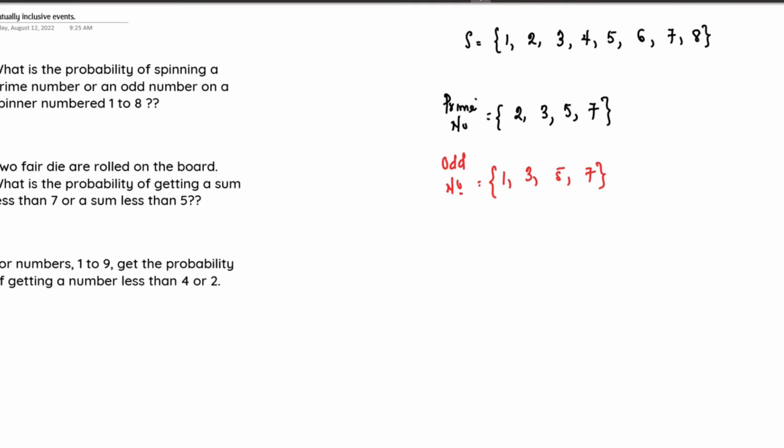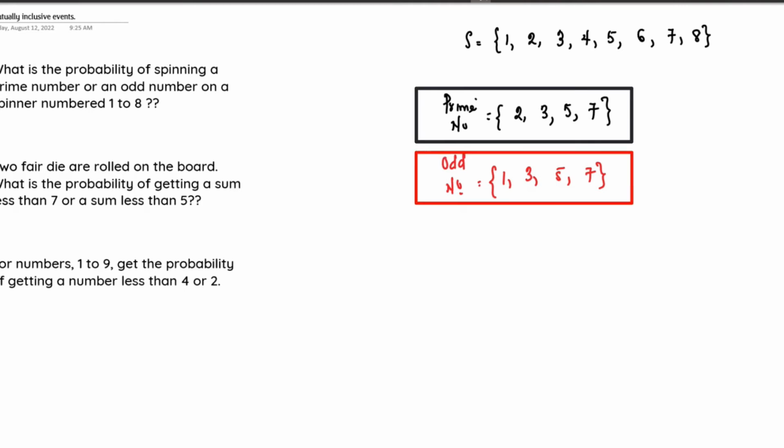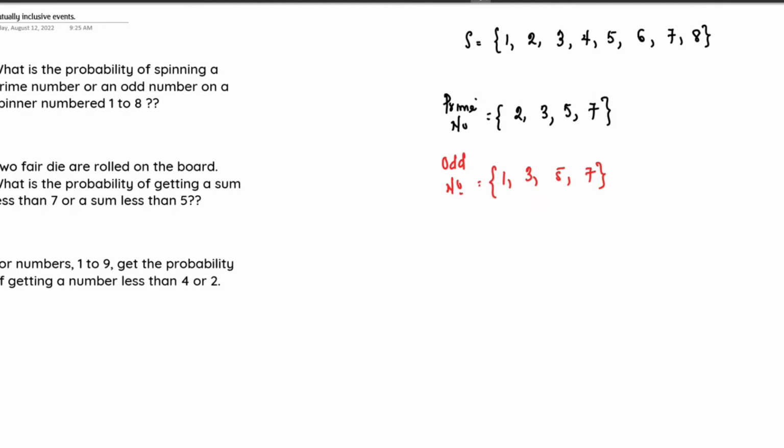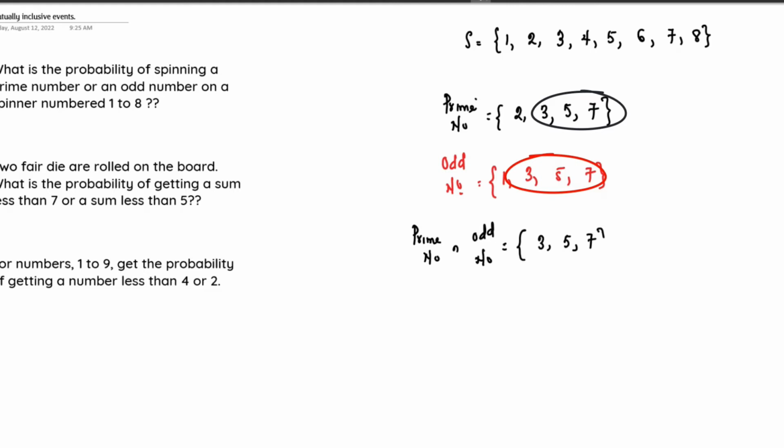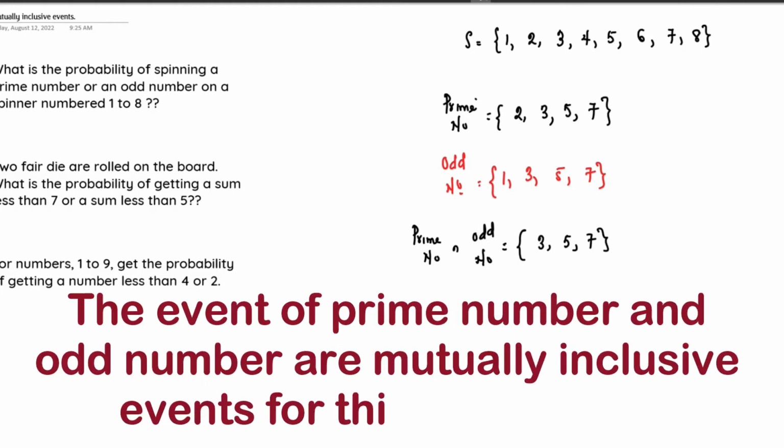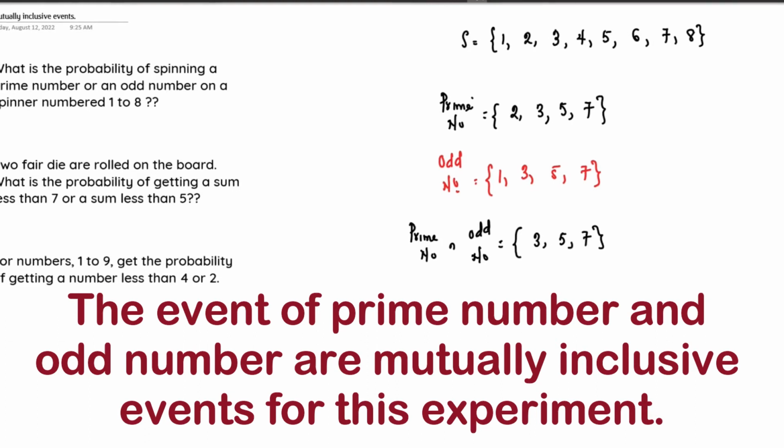If we take a closer look at the events of both prime numbers and odd numbers, we can see that there is actually a form of intersection between them. That is, some elements coexist between the two events. And these values are, prime number intersection odd numbers, and we can see that the intersection is equal to 3, 5, and 7. So since we have an intersection that is a common element between these two events, it simply implies that both events are mutually inclusive. That is, they can coexist within the same experiment.